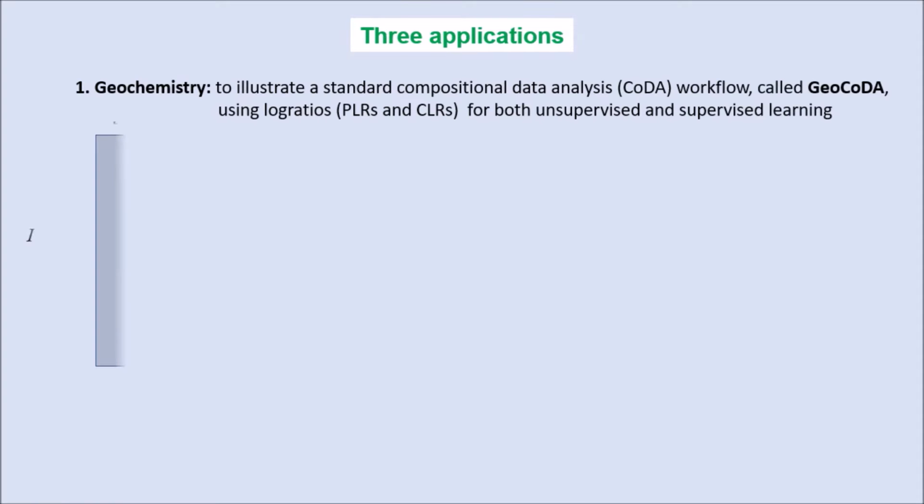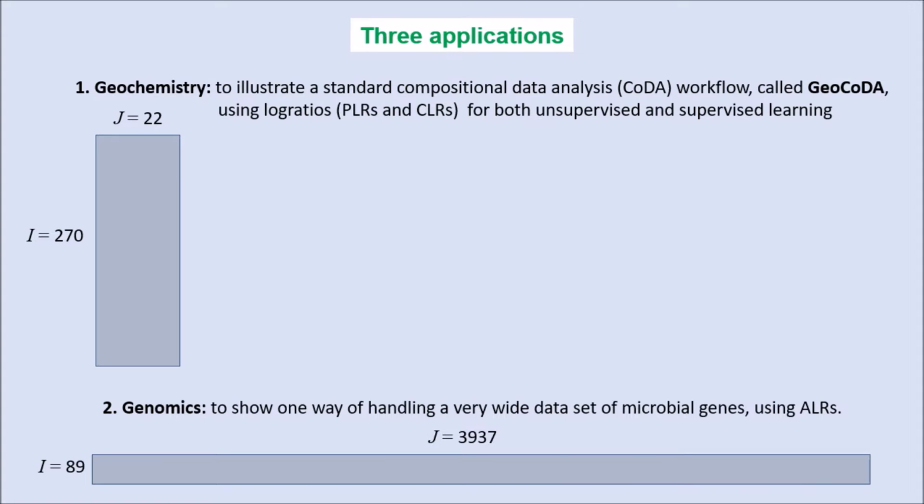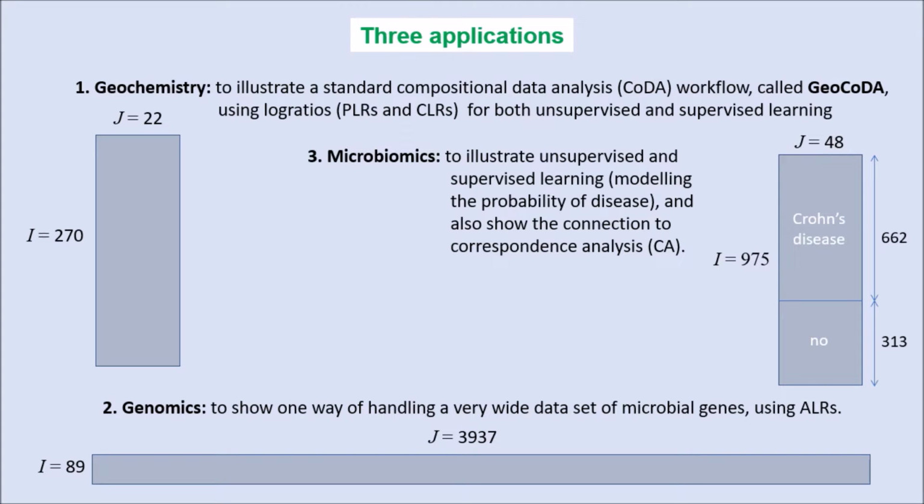Three applications are now given to show how simple CODA is for doing both unsupervised and supervised analyses, using different choices of these log ratio transformations. The first is a geochemical dataset, 270 samples and 22 elemental parts. The second is a very wide genomic dataset, only 89 samples, but 3,937 microbial genes as parts. The third is a microbiome dataset, 975 samples and 48 microbial genera, where the object is to predict Crohn's disease. In this third example, the relationship to correspondence analysis will also be demonstrated.